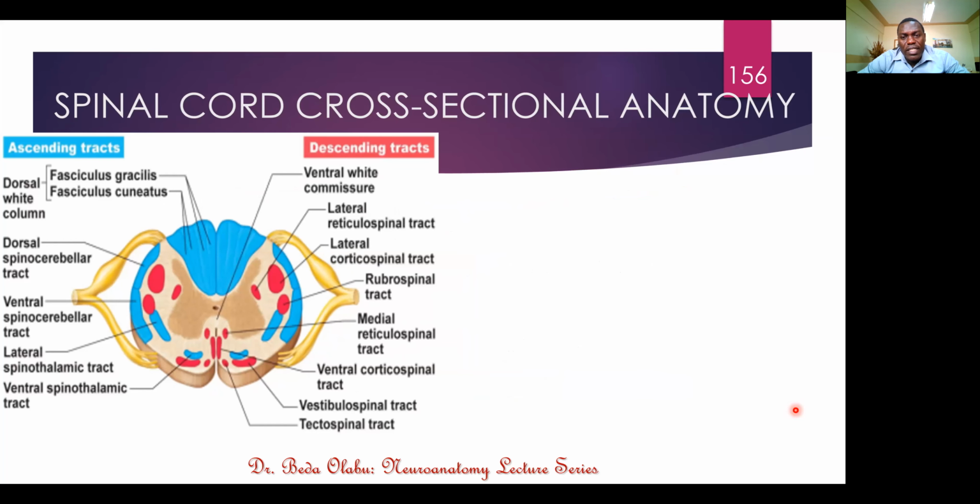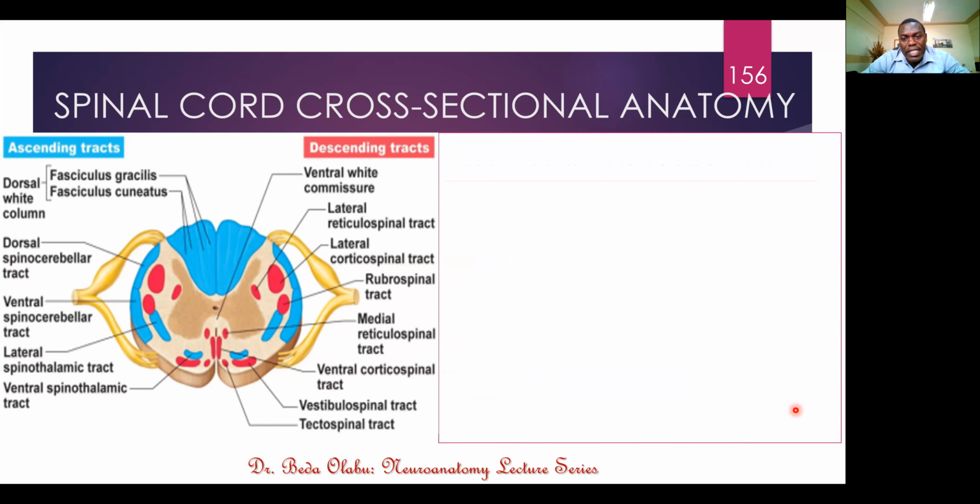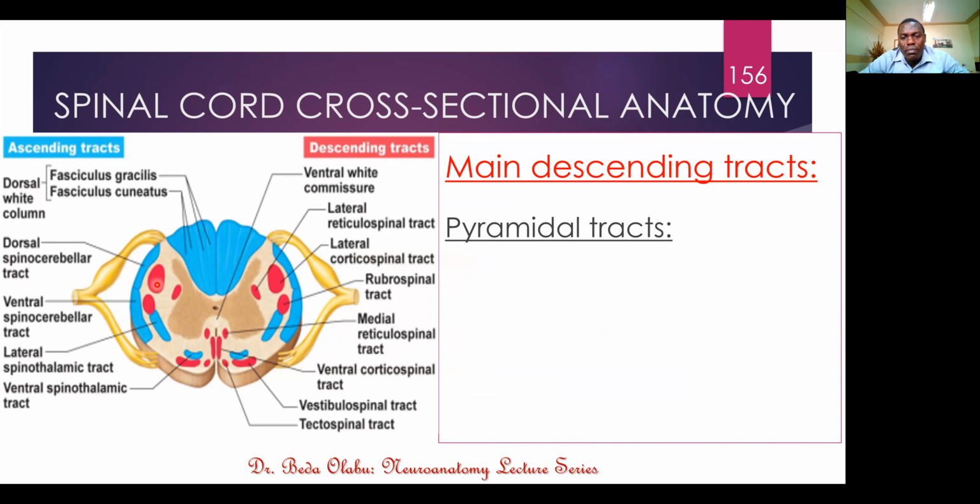Those are the key ascending tracts I want to teach you, but I also want to teach you some key descending tracts. The descending tracts are the ones in red. Again, there are so many, but I'll teach you just a few. I'll teach you what qualify to be called pyramidal tracts.